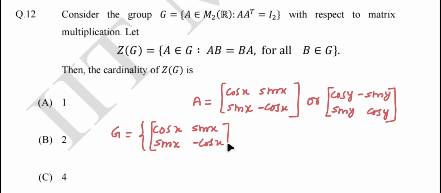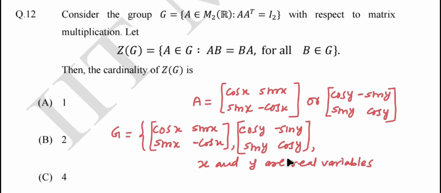Remember, this single matrix does not represent one matrix. This represents infinite number of matrices, because here again this x is not a constant. Now since x, y are variables, we can put any value. I put x equals 0, then we get one more element. That element will be 1 0 0 minus 1, and in this way you can get infinite number of elements. Now I put here y equals 0, we get the identity matrix.